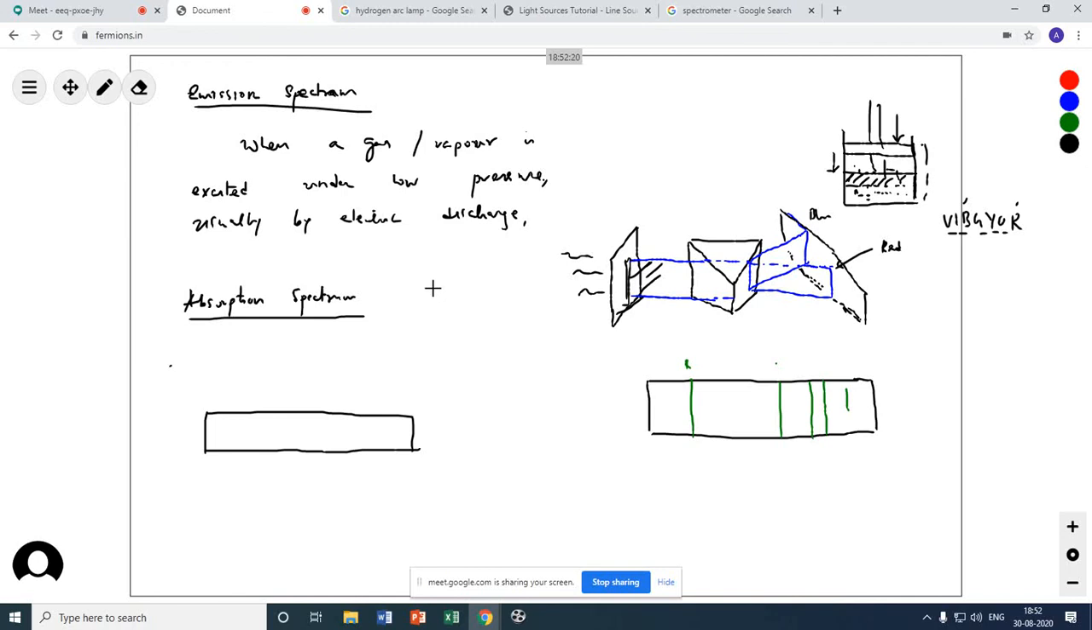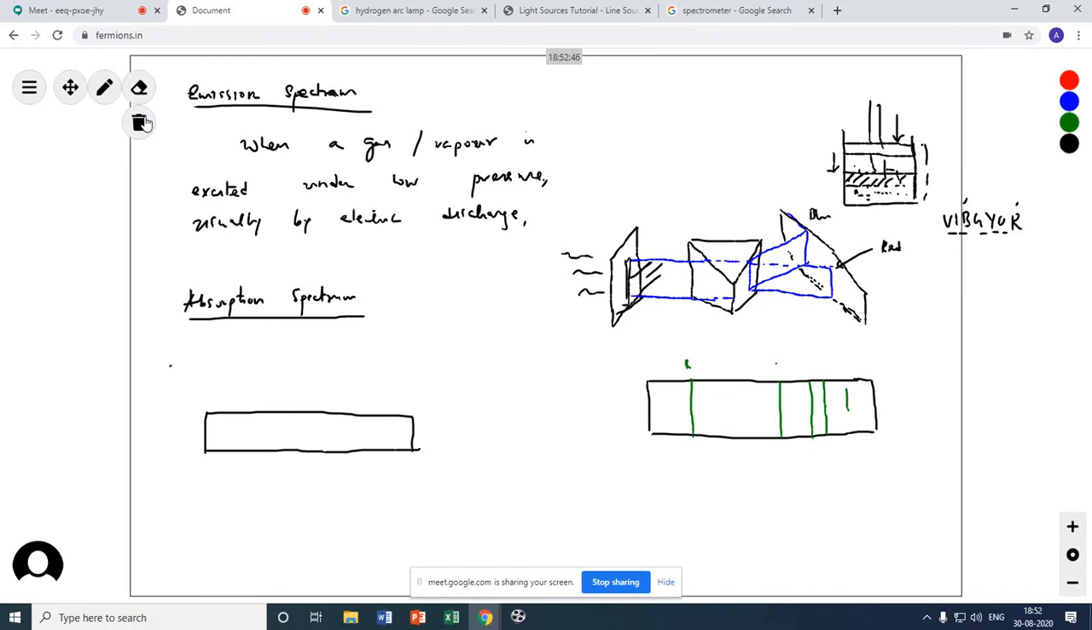What are the emission spectrum and absorption spectrum? Without this you cannot proceed to the next topic. Yes, sir. So let us come now to spectral series.